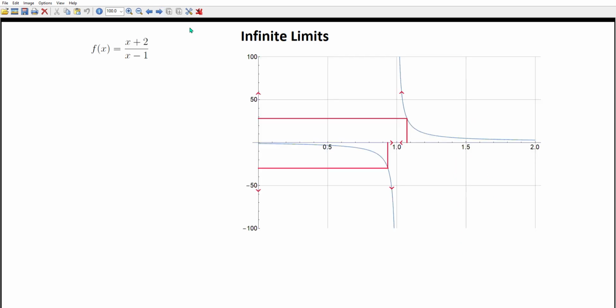We'd like to be able to indicate that, and the way we're going to do that is writing the limit as x goes to 1 plus of (x plus 2) over (x minus 1) is plus infinity, indicating we get huge positive numbers this way, and the limit as x goes to 1 minus of (x plus 2) over (x minus 1) is minus infinity, indicating that we're running down our asymptote.